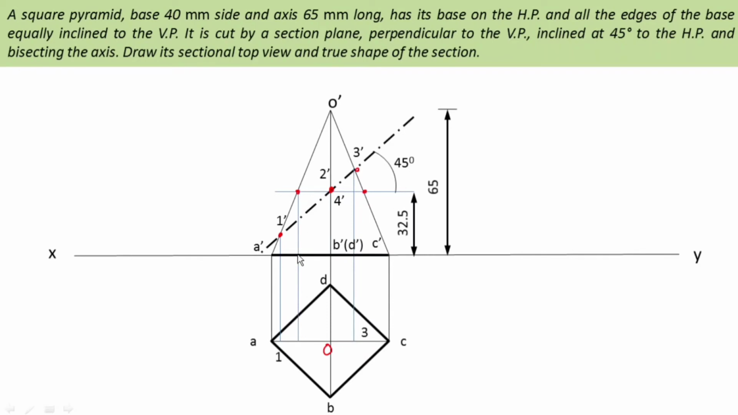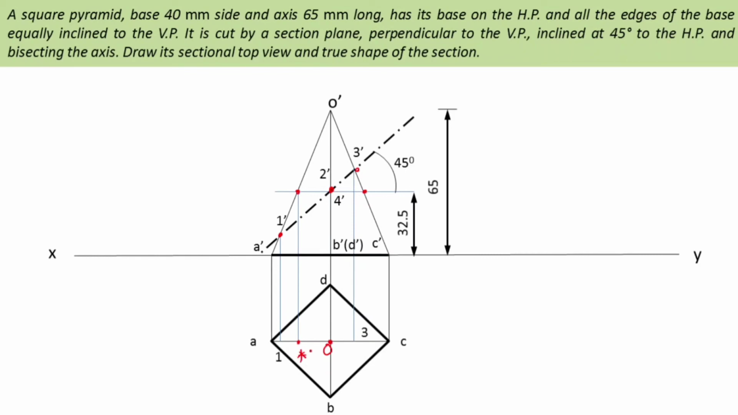From this point I have drawn a perpendicular and it will intersect here. So what you need to do? The intersection point is here. You need to put the compass needle on the O and open it this much. Suppose this is our start point.